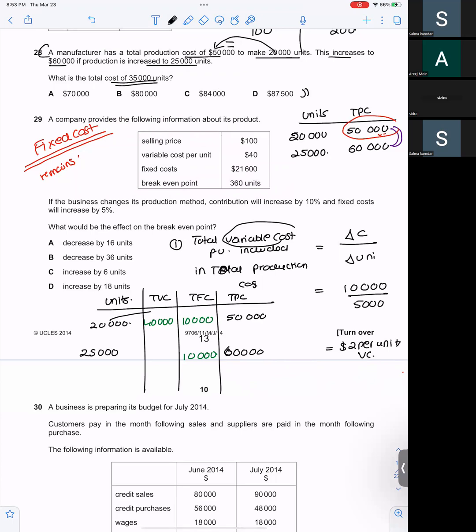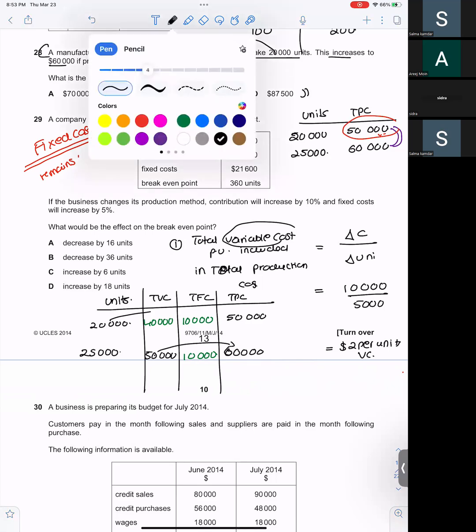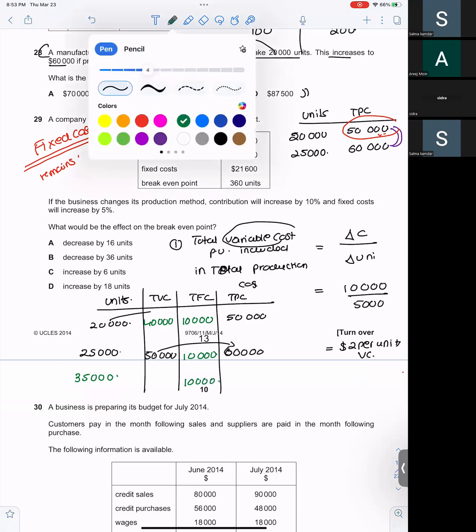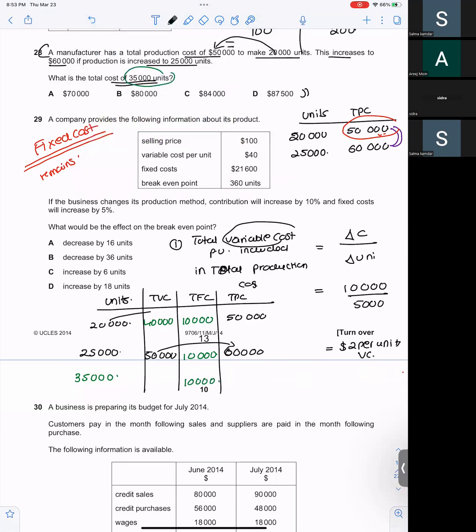So this is for 25,000 units. What is the total variable cost for 25,000 units? 50. So you are getting 60,000. Yes? If I am making how many units now? I want it for 35,000 units. What will be the total fixed cost? 10. Okay. What will be the variable cost?